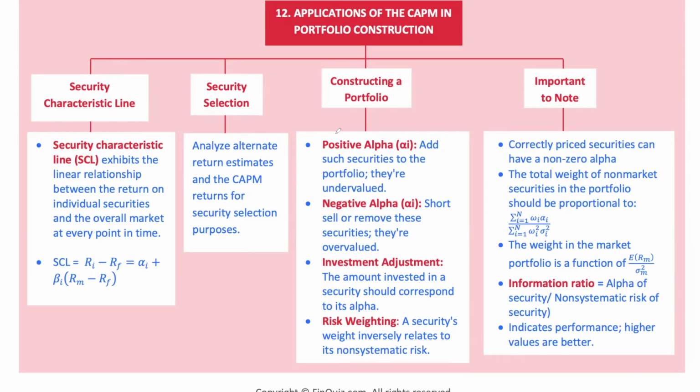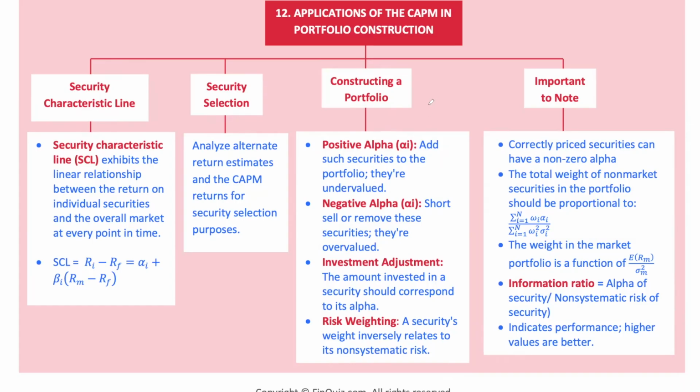If the opposite happens, expected return is lower than what CAPM suggests, the stock's overvalued. That's your red light. Sell it or short it if you can. In CFA terms, a positive alpha means the stock's expected to outperform the market on a risk-adjusted basis, while a negative alpha means it's expected to underperform.